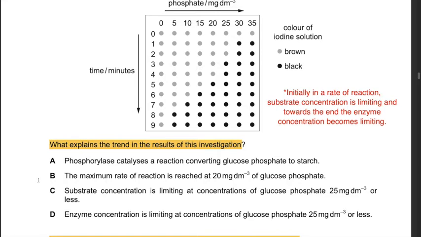If you look at answer D, enzyme concentration is limiting at concentrations of glucose phosphate 25 mg per dm cube or less. That is wrong, as enzyme concentration becomes limiting towards the end and not towards the start. Therefore, based on the results of this investigation, the answer is C.